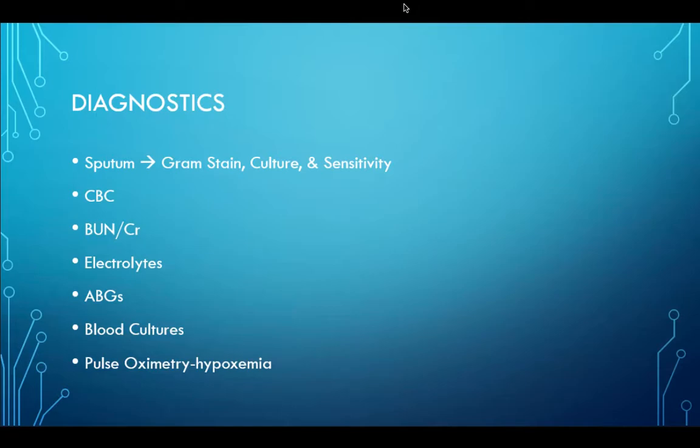We're going to look at the CBC, looking for elevated white cells, shift to the left. Their BUN and creatinine might be high because of dehydration. They might also have hypernatremia, also due to dehydration. We might check ABGs for hypoxemia. Blood cultures: did the infection invade the blood? Are they septic?